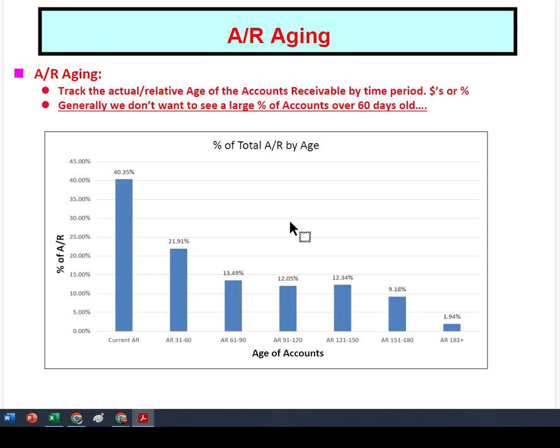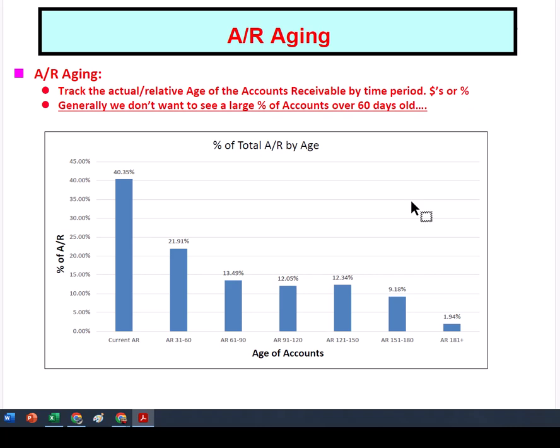AR aging, very important report. So we're looking at percent of our accounts receivable balances. What percentage of them are in these time buckets? And obviously, we want the majority of our percentage to be more current. If I get this report every month, if I start seeing these older accounts shoot up, I am not happy. I'm trying to find out why we aren't getting paid, why these accounts are quote unquote aging out, right?